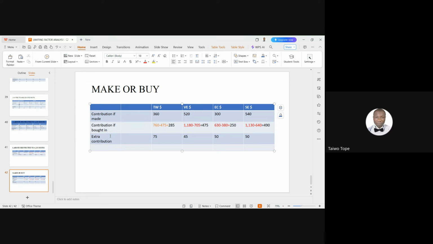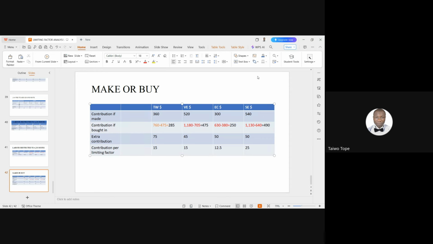So what will now be the contribution per limiting factor? The limiting factor is still what? See, labor hours. Very good. Contribution per limiting factor: this is still 15, this is 15, this is 12.5, and this is 25.